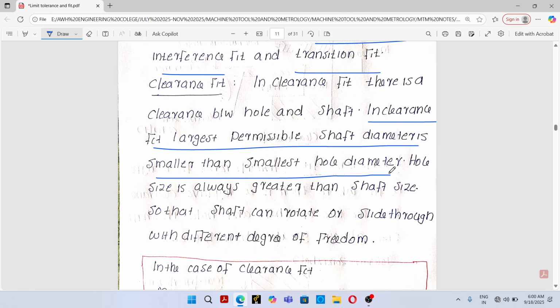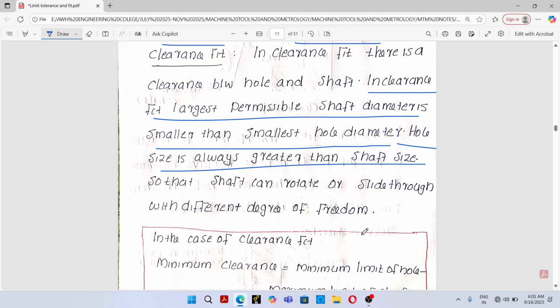So in the case of clearance fit, largest permissible shaft diameter, that means maximum size of shaft, will always be smaller than hole diameter, that is lower limit of hole. That is, hole size is always greater than shaft size in the case of clearance fit, so that the shaft can rotate or slide through with different degrees of freedom.